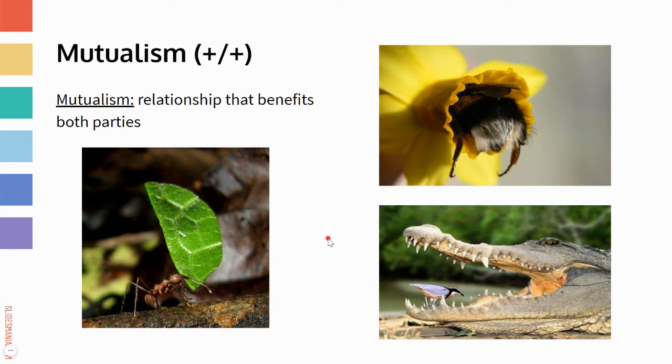Pollination, I already briefly described in the introduction, but the pollinator is going to get food and the plant is going to get its pollen spread. And then here's an example with a crocodile and a bird. The crocodile gets its mouth cleaned because the bird is eating bacteria and dirt and other stuff in the crocodile's mouth, and the bird gets food.